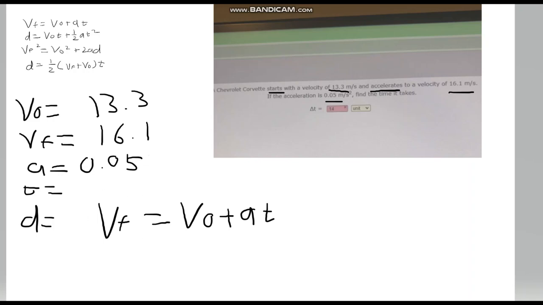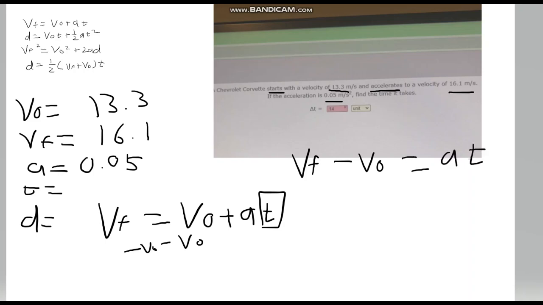So look, you want to find the time right here, right? So what we can do is we can subtract the initial velocity from both sides. So minus v naught, minus v naught. And then it's going to be velocity final minus velocity initial is equal to acceleration times time. And since we have the acceleration, we can just divide both sides by acceleration, and boom, you have the time.